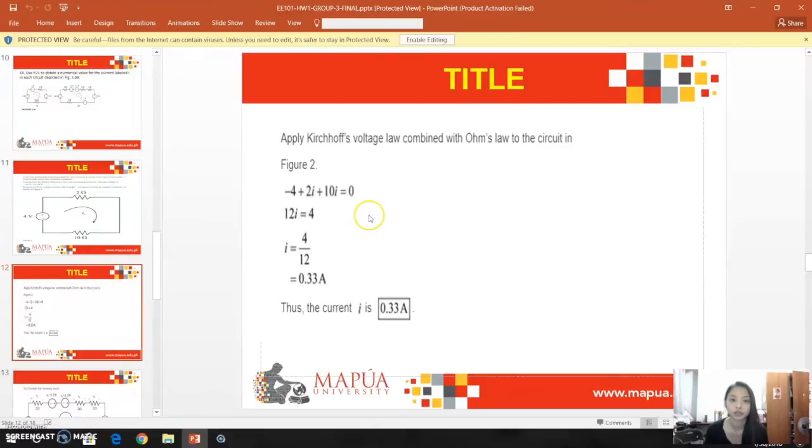Apply Kirchhoff's voltage law combined with Ohm's law to the circuit in figure 2. Negative 4 plus 2i plus 10i is equal to 0. 12i is equal to 4. I is equal to 4 over 12, and the final answer is 0.33 amperes.